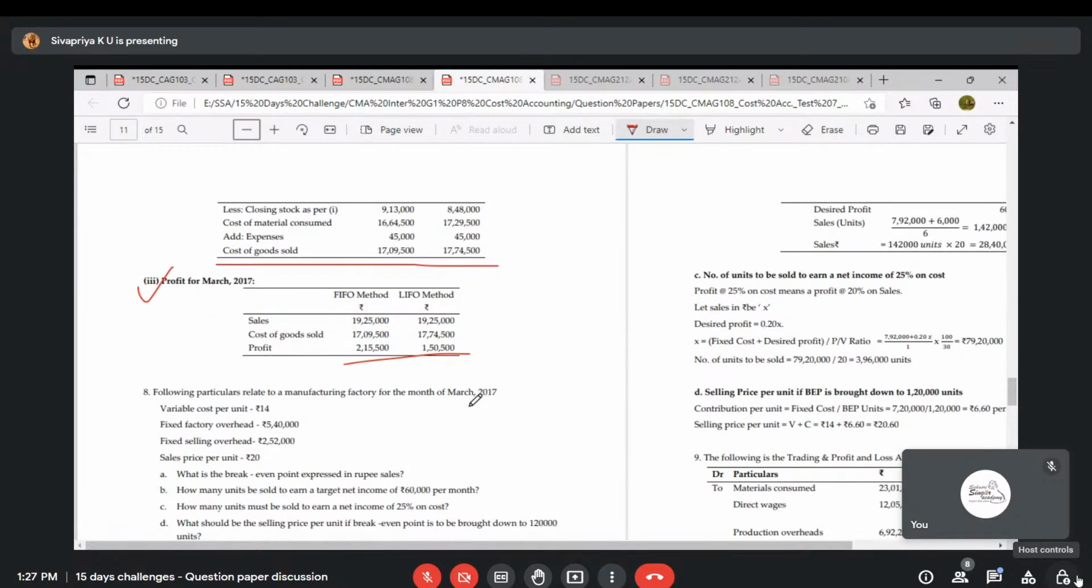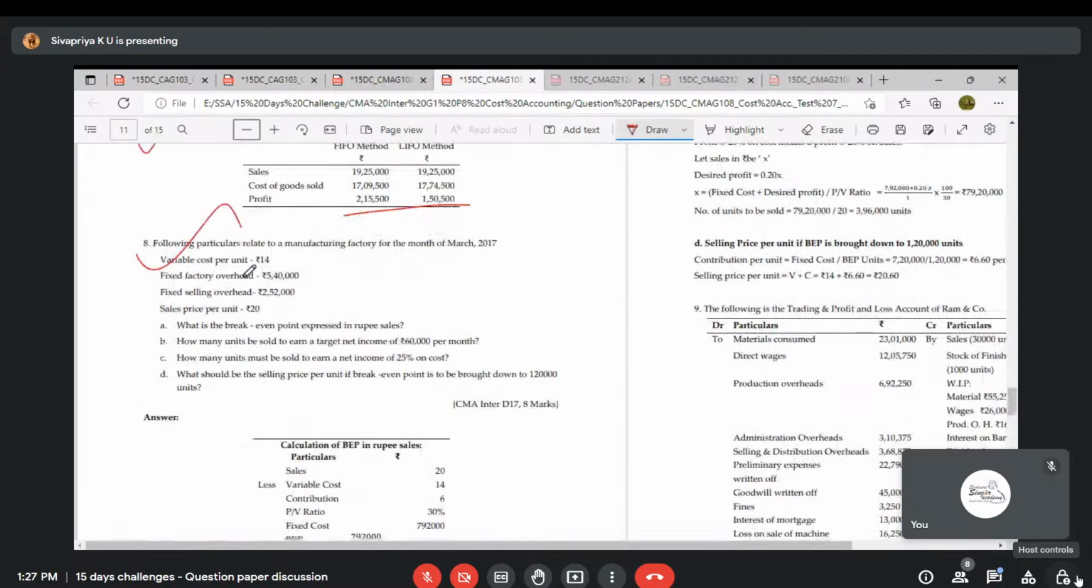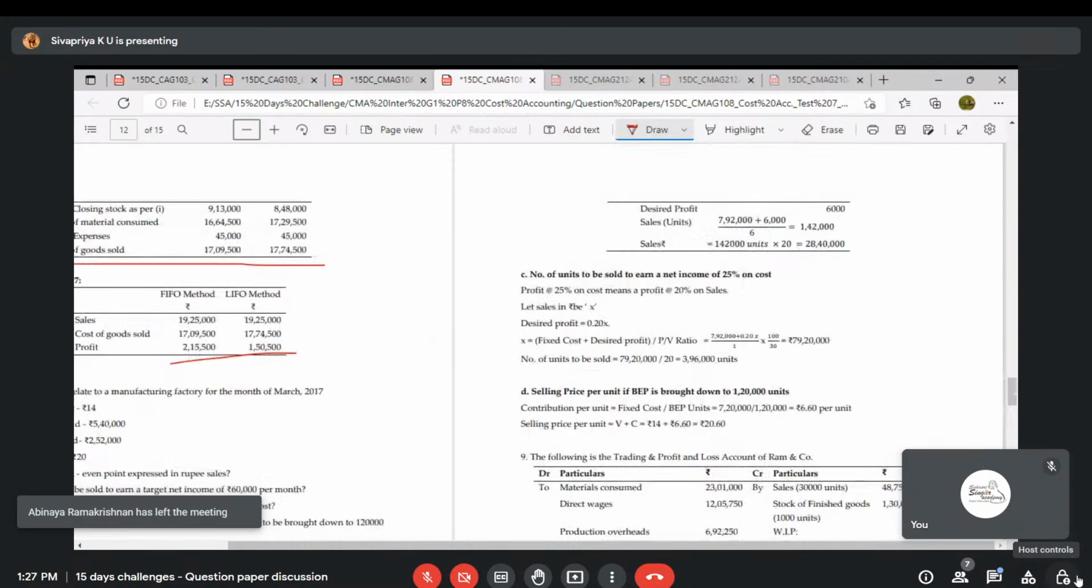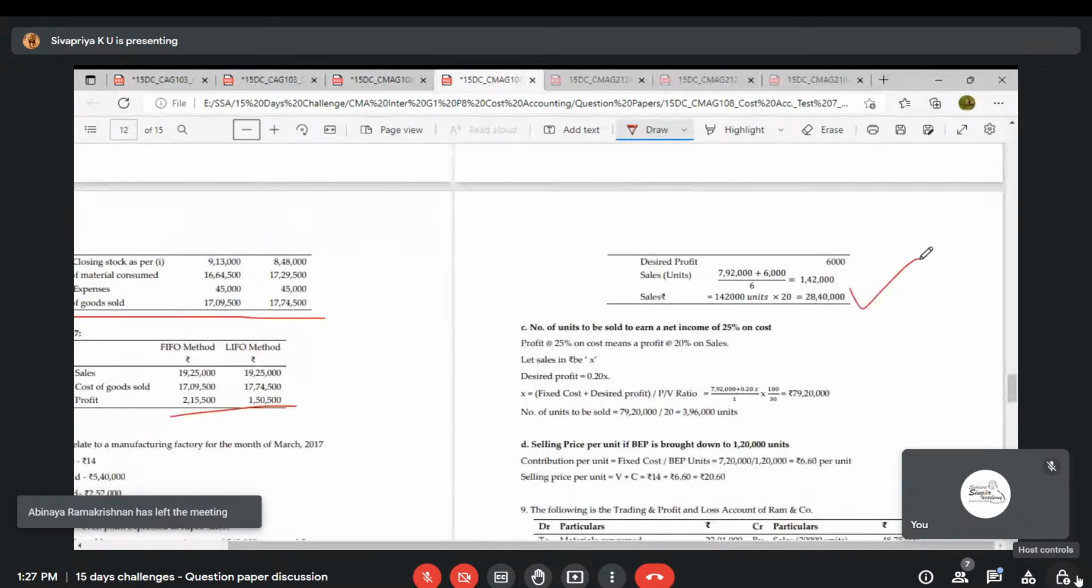Question number 8. Versus BEP in rupees, 26,40,000 is the answer. Number 2, how many units to be sold to earn a target net income of 60,000? So this is 28,40,000. C, number of units to be sold to earn a net income of 25% on cost: 3,96,000. And D, this is selling price 20.60.